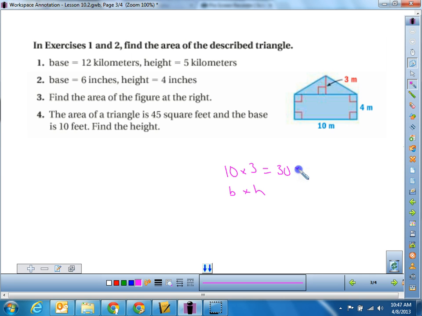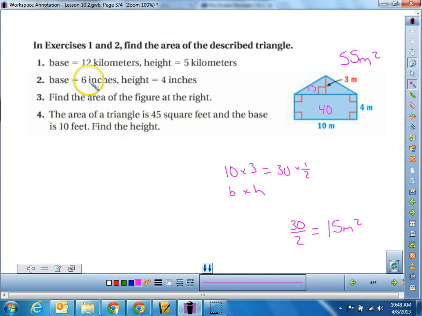Now we need to take it times 1/2, which for some of you, you can remember that taking it times 1/2 or dividing it by 2 is the same thing. So 15 meters squared is what this triangle is. And then our rectangle here would be base times height, 10 times 4. So this one would be 40. This would be 15 for this total triangle up here. Therefore, altogether, it should equal 55 meters squared.